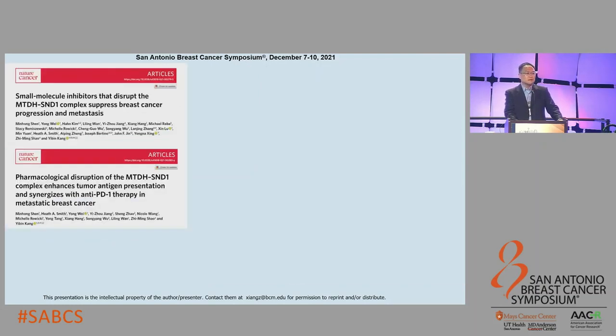More recently, there are back-to-back papers published in Nature Cancer by Dr. Yibin Kang's lab, documenting the role of the complex formed by MTDH, metadherin, and SND1 in antigen presentation and therapy.